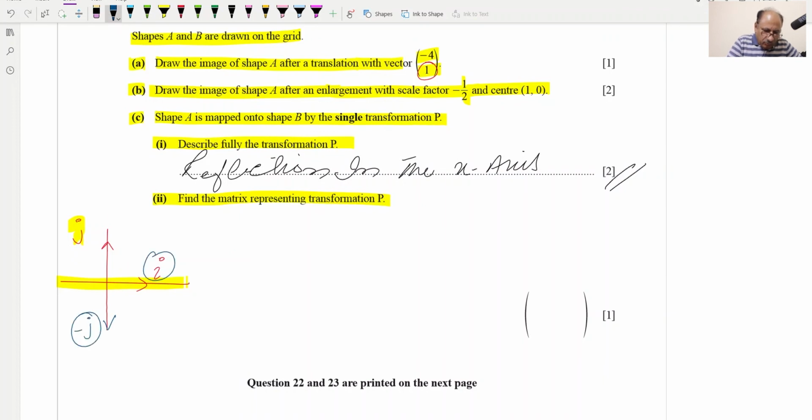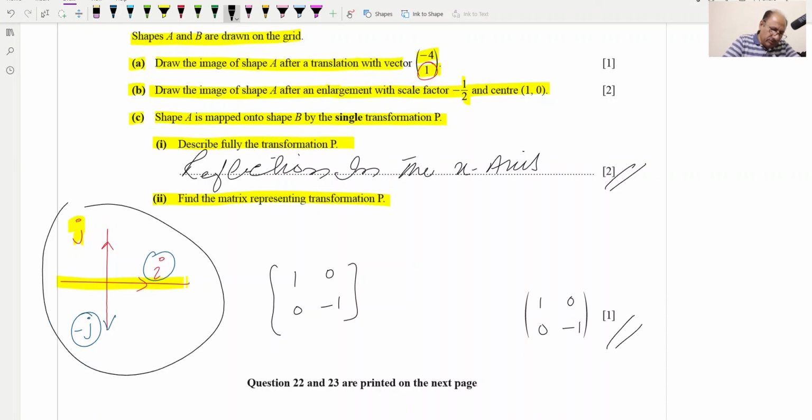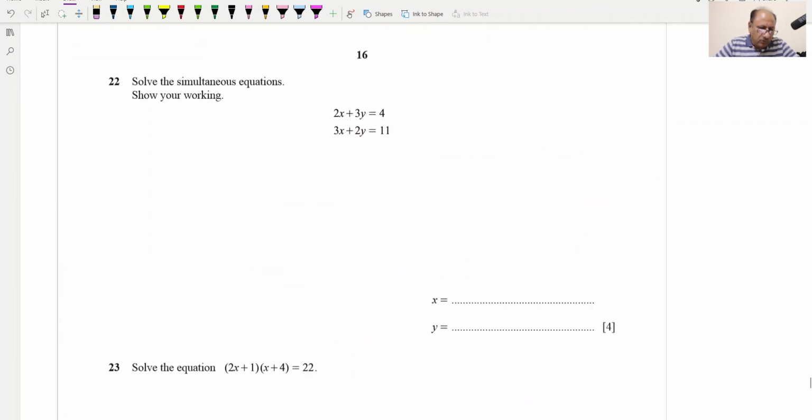And if we write the coordinates of i and minus j, the matrix will be 1 and 0 and 0 minus 1. So this will be our answer for the 1 mark part which we are done with. Hopefully you understand this. So this is the part which I have added for your explanation. Hopefully you understood this. Now question number 22, which is simultaneous equations.